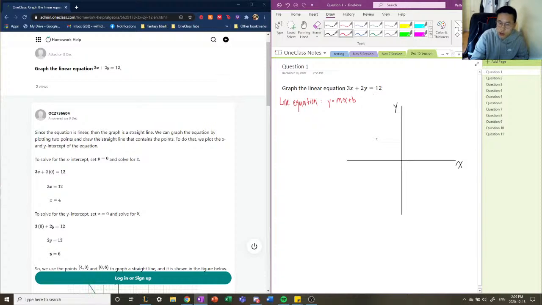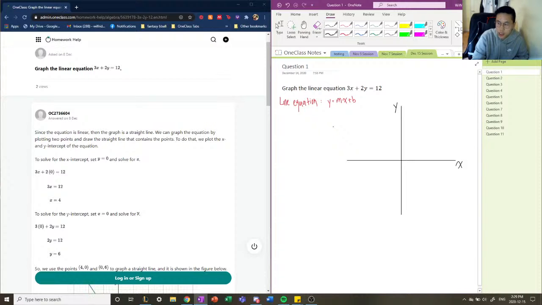And how we're going to do this is that we're going to try to find 2 points of the line. If we're able to find 2 points of the line, then we are able to graph the line entirely. So the 2 points that we're going to find are the x-intercept and the y-intercept of the line.